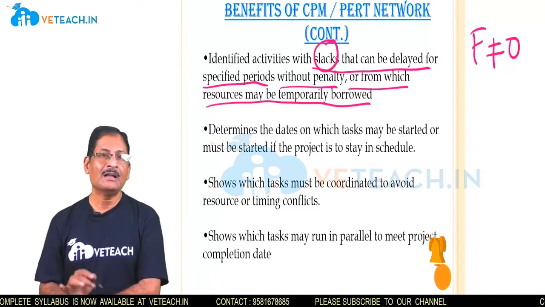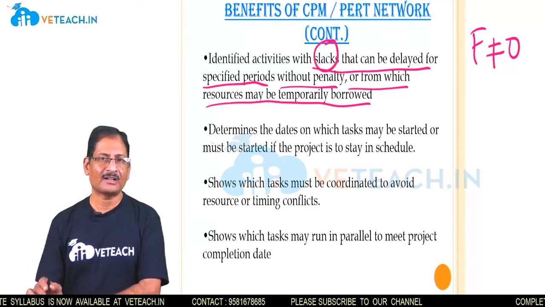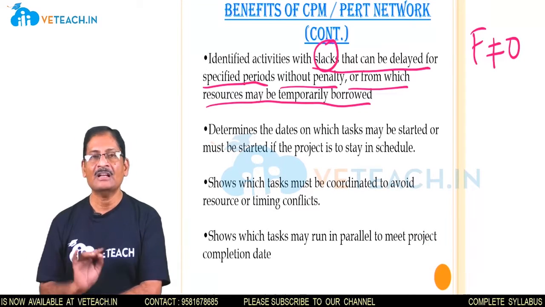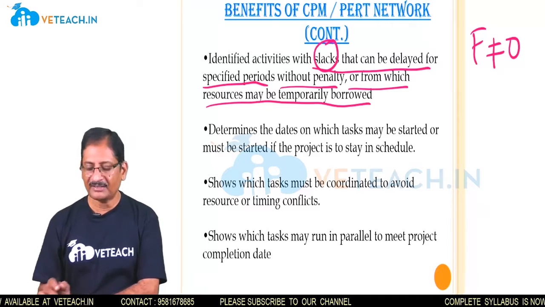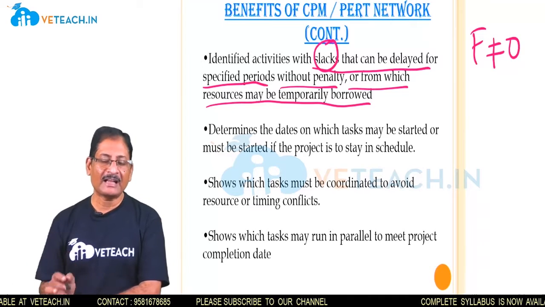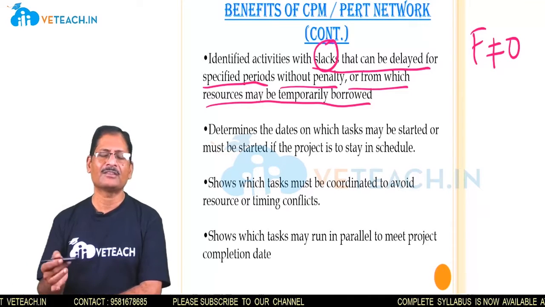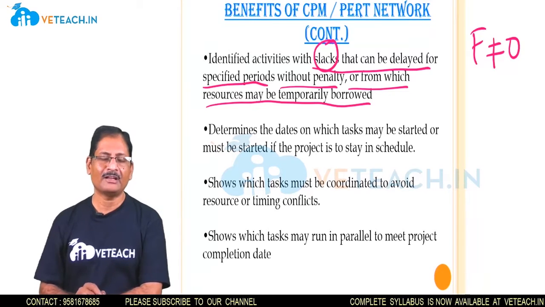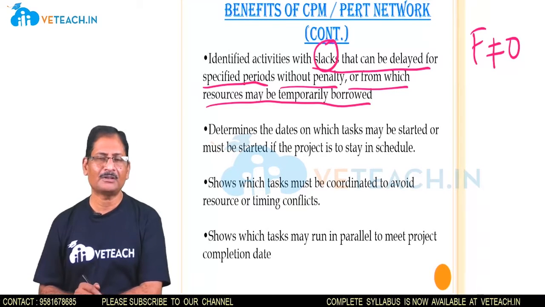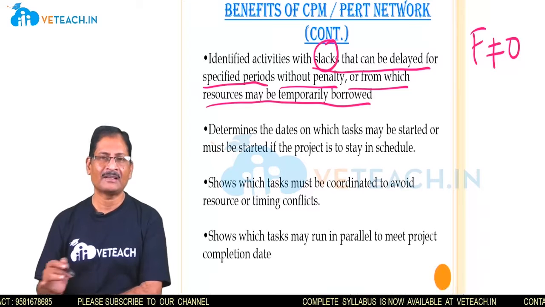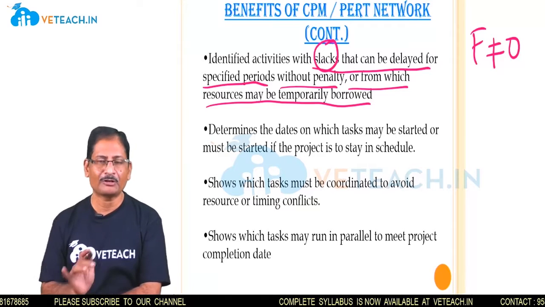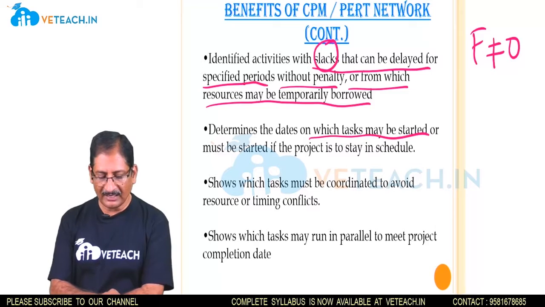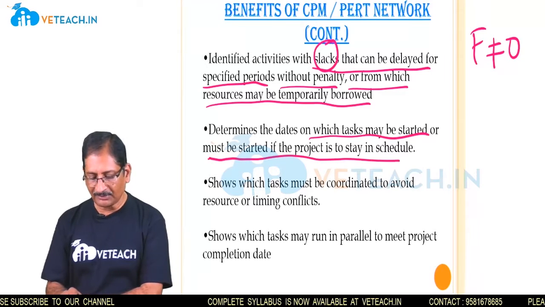For the critical activities, the float or slack value is always 0, but for non-critical activities, the float value is non-zero. Even if a non-critical activity is delayed for any reason, as long as the delay is within the float value, the project completion will not be hampered. It determines the dates on which tasks may be started or must be started if the project is to stay on schedule.